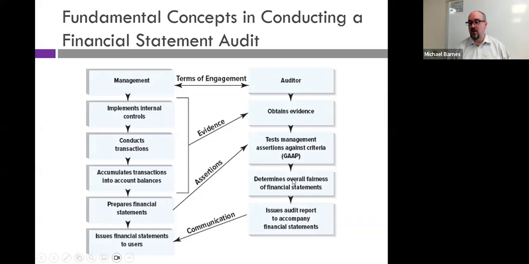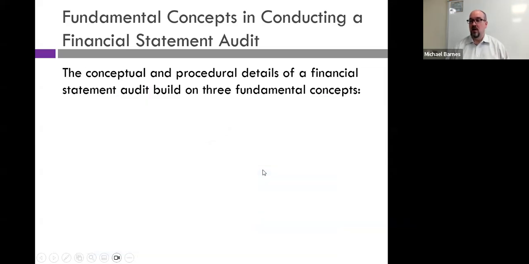Then we determine that the financial statements are presented fairly, and we issue an audit report to accompany the financial statements, which we're going to get to in just a second. But let's go ahead and talk about 3 fundamental concepts related to financial statement audits, okay? The conceptual procedure details of financial statement audit build on 3 fundamental concepts. The first of these, which we're going to talk about in the second part of chapter 3, is materiality, okay? Now, you can write these down, but I'm going to go in more depth on all these concepts in just a second, all right?